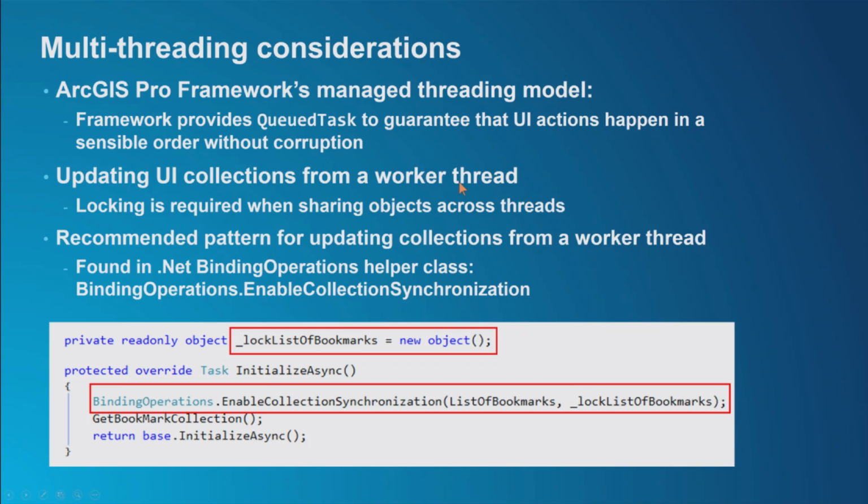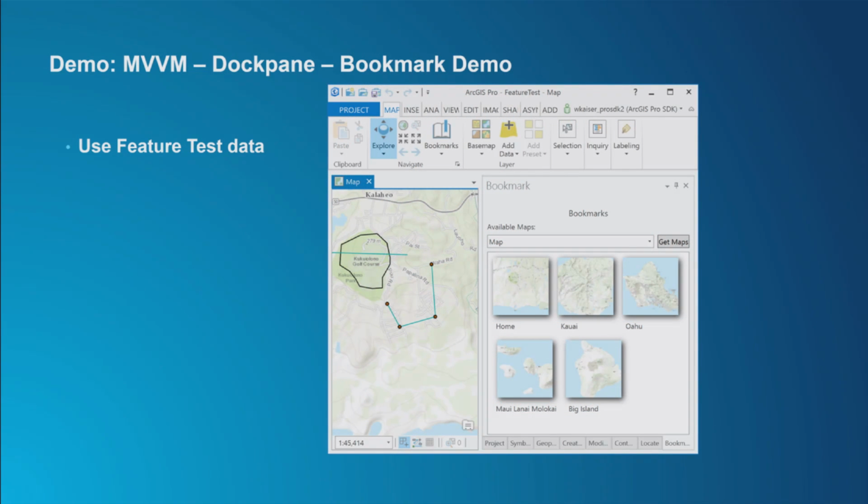But updating UI collections from a worker thread or from a managed ArcGIS Pro thread requires locking. So this is a pattern that's actually standard in Visual Studio .NET. If you work with worker threads, you always have to lock shared resources so they will work across threads. The recommended pattern for updating collections from a worker thread can be found in a Visual Studio .NET BindingOperations helper class. Specifically, we talk about the EnableCollectionSynchronization function. You see a little code snippet below. And if you have lists or complicated user interfaces like grids, you will have to know this functionality and utilize it all the time. So now let's go to our bookmark demo.